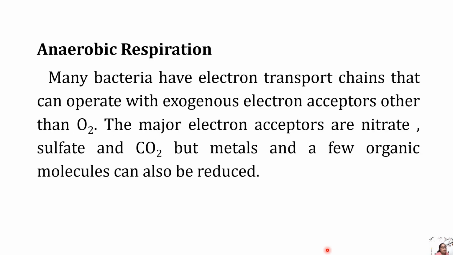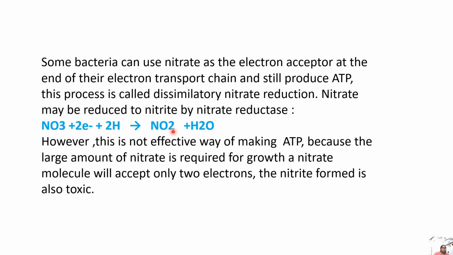So if we talk about anaerobic respiration, many bacteria have electron transport chains (ETC) that can operate with exogenous electron acceptors other than O2. The major electron acceptors are nitrate, sulfate, and carbon dioxide, but metals and a few organic molecules can also be reduced. Now, some bacteria can use nitrate as the electron acceptor at the end of the electron transport chain and still produce ATP. This process is called dissimilatory nitrate reduction, and nitrate may be reduced to nitrite by nitrate reductase.